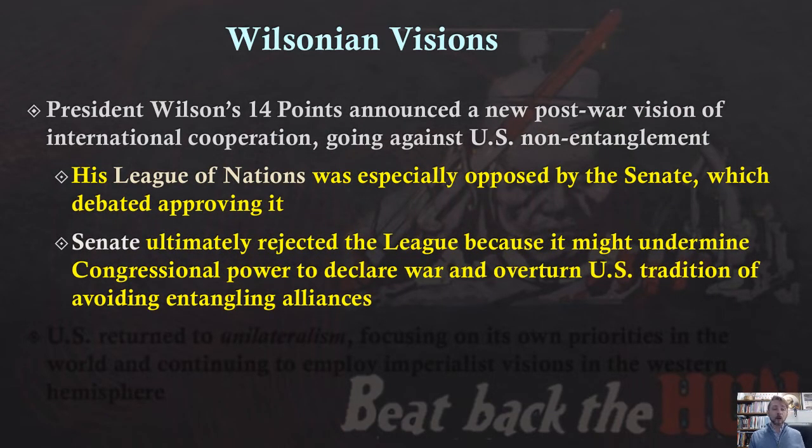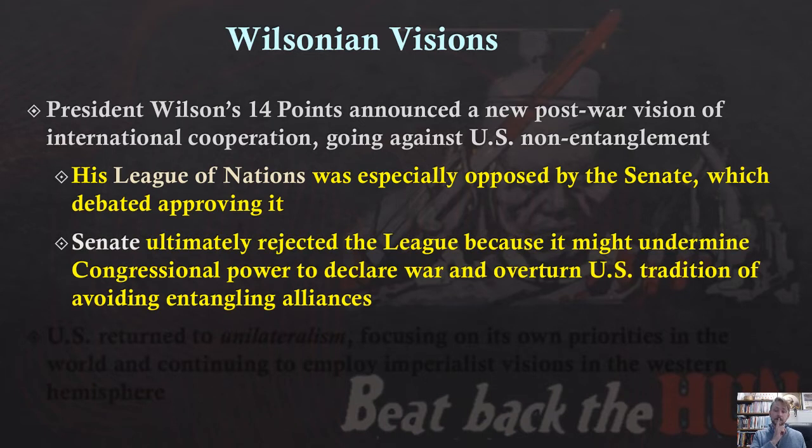Wilson's idea for a League of Nations is probably the most likely thing to be tested on the AP exam. It does not go over well in America. The United States Senate debated the approval of it and eventually rejected Wilson's League. They said, no, our sign is no, name is no, you got to let it go, Mr. Wilson. We don't want your league. It will undermine congressional power to declare war. It will undermine the U.S.'s traditional focus on avoiding entanglements.